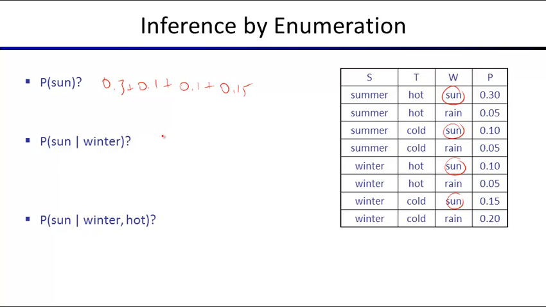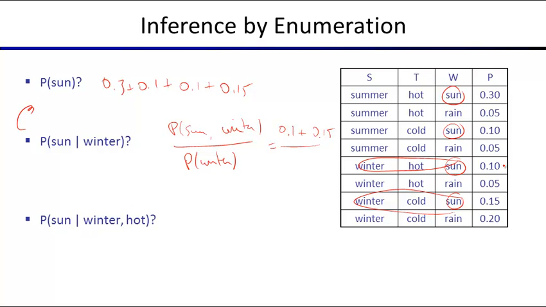Here's a conditional query. Well, we know how to define that in terms of ones that look like this. That's the probability of sun, comma, winter, divided by the probability for winter. And then we can do the same thing again. We can just look at all entries consistent with sun and winter, which is here and here. So 0.1 plus 0.15 divided by all entries consistent with winter, which is these 4 entries, which happen to sum to 0.5.